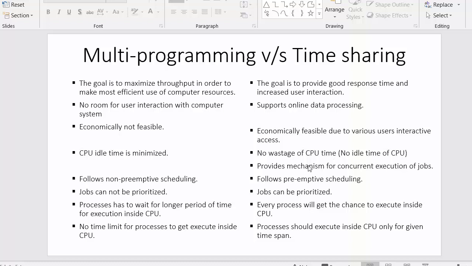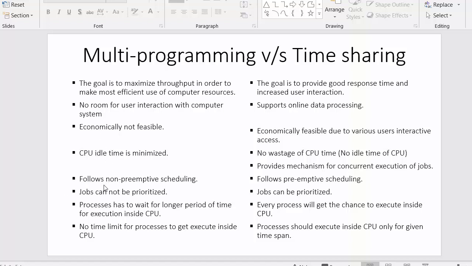In time sharing system, due to the preemptive scheduling of the time sharing algorithm, the CPU never sits idle. Even if the process wants to come out from the CPU, the CPU will not sit idle. Instead, it will move to the next process and execute that process. Time sharing systems also provide a mechanism for concurrent execution of jobs. The CPU is so efficient that it can execute multiple jobs or processes concurrently.